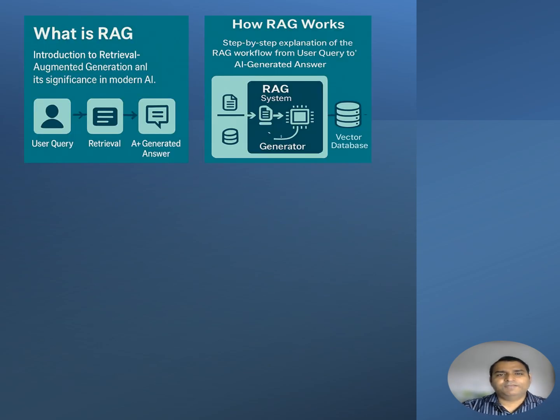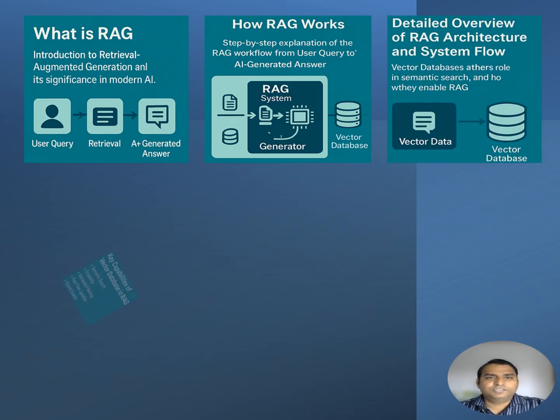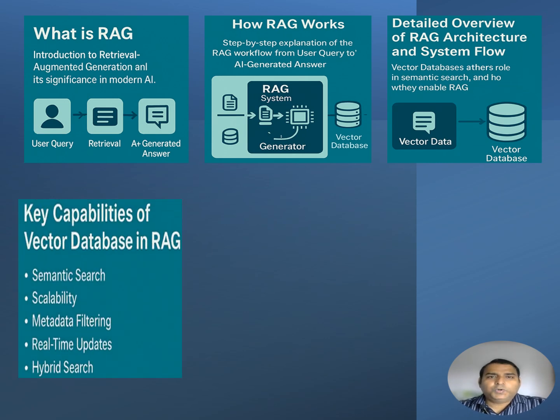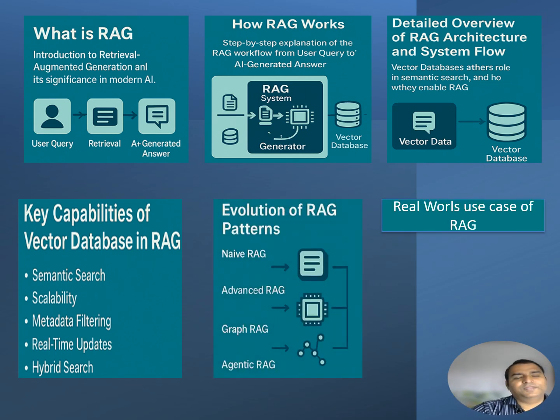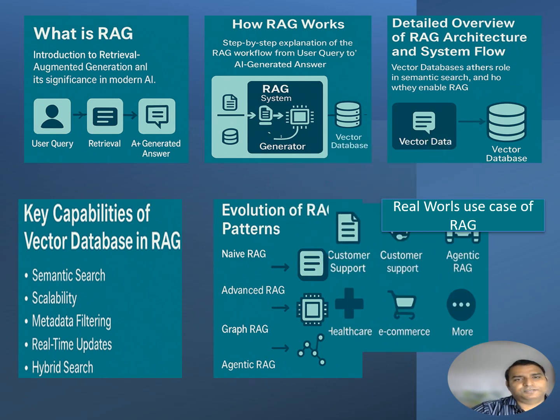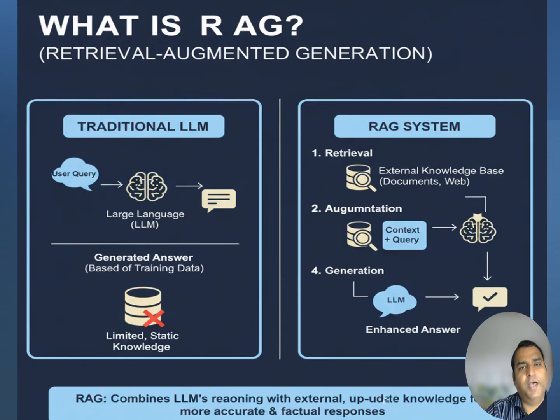First we discuss what is RAG, and then we'll discuss how RAG works, with a step-by-step explanation of the RAG workflow from user query to AI-generated answers. Then we'll discuss a detailed overview of RAG architecture and system flow. Then we'll go into some more details on vector database and how it is powering RAG. And then we'll discuss the key capabilities of vector database, and in the last we'll discuss the evolution of RAG patterns and RAG use cases. So let's start with what is RAG.